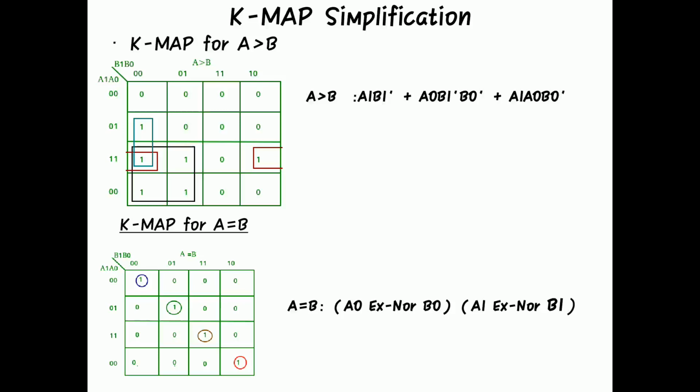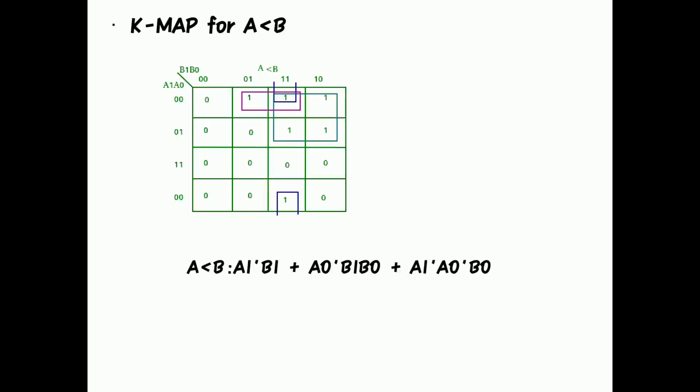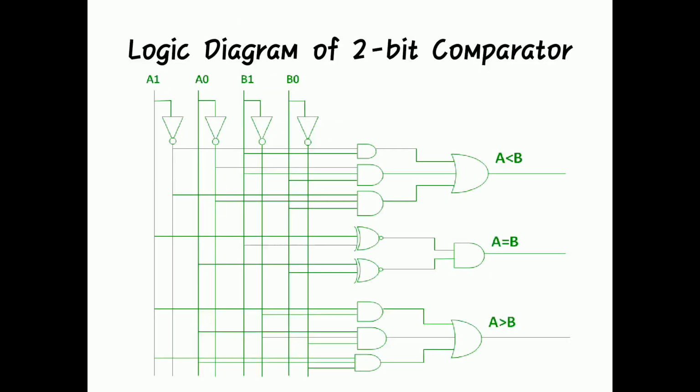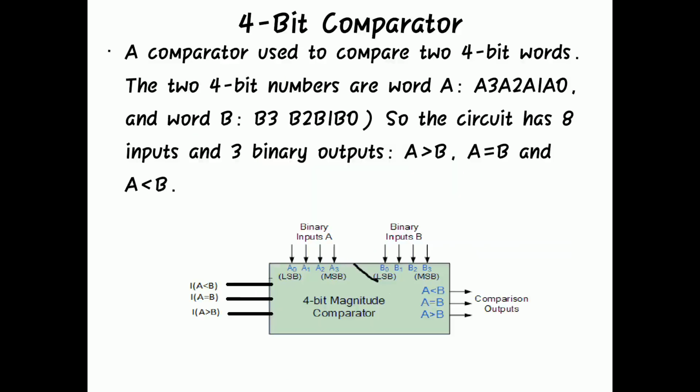Similarly, A is equal to B, A0 XNOR B0 and A1 XNOR B1. You need to simplify this. All are independent. Similarly, the K-map for A is less than B, you will get a result as A1 bar B1 plus A0 bar B1 B0 plus A1 bar A0 bar B0. By getting these results, put a logic diagram. That is, K-map we have solved, right? Using that, put a logic diagram. So this is a logic diagram.